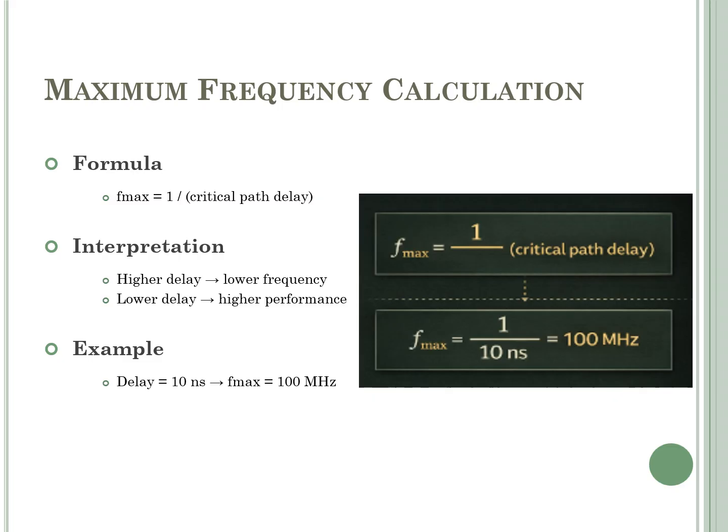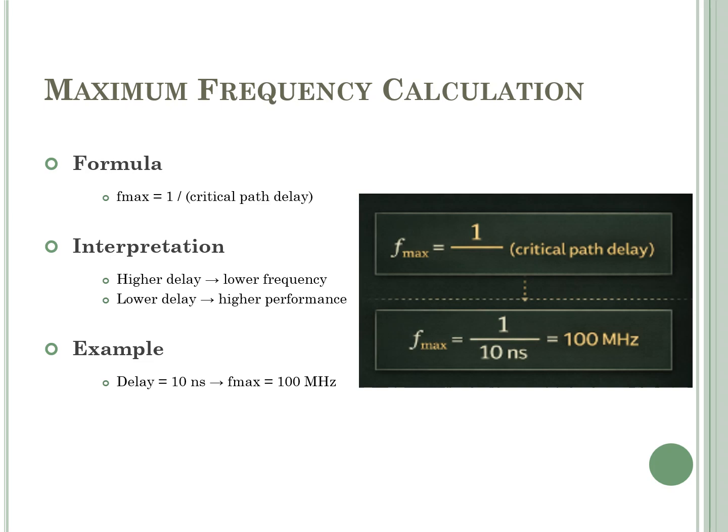Let's understand what this means. The higher the delay, the lower the frequency. If delay increases, the circuit takes more time to complete the operation, so frequency must decrease. Lower delay equals higher performance. If delay reduces, the circuit can operate faster, so frequency increases. The speed of the circuit is inversely proportional to delay.